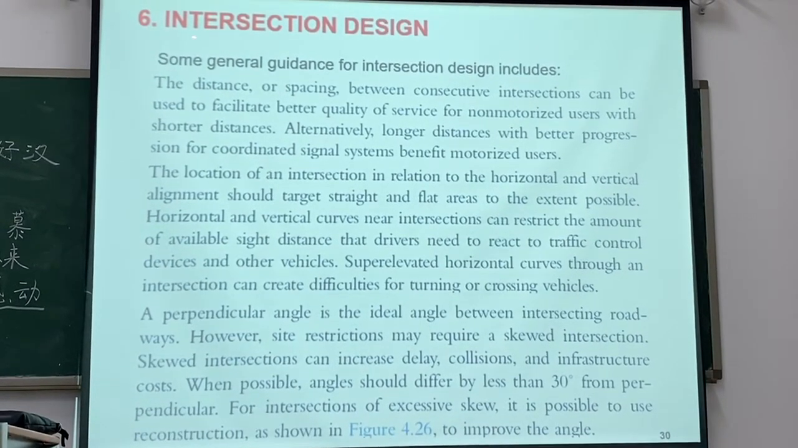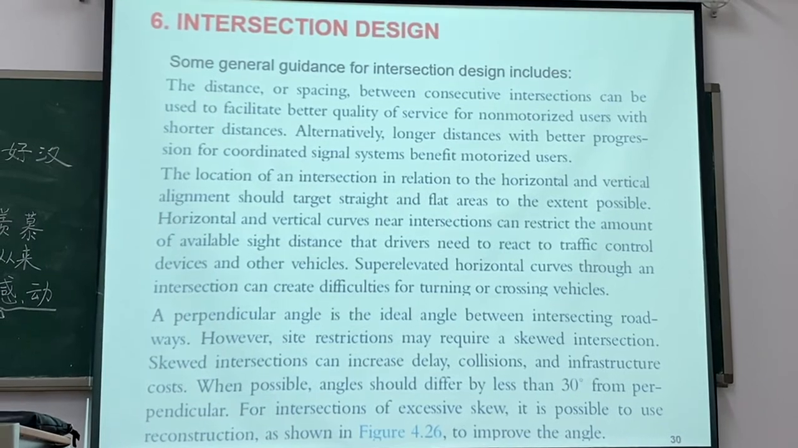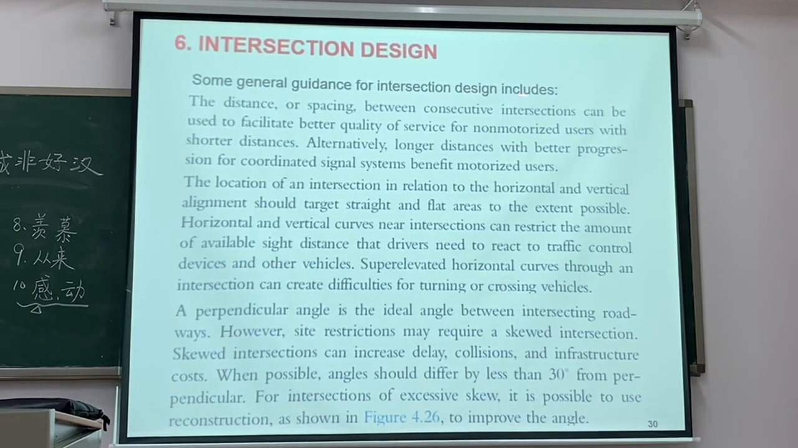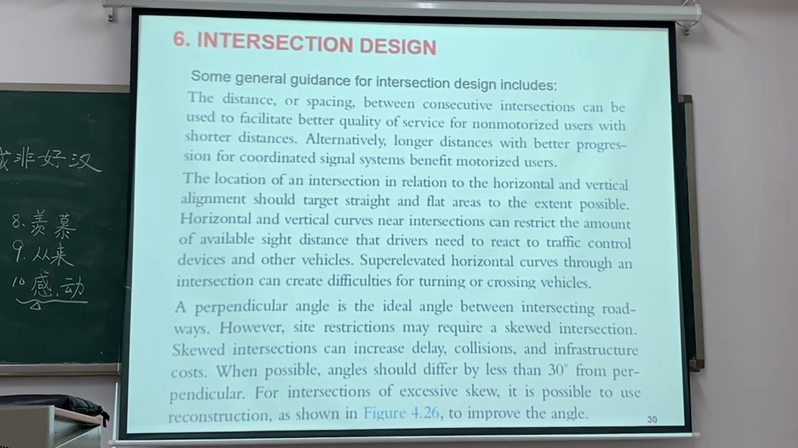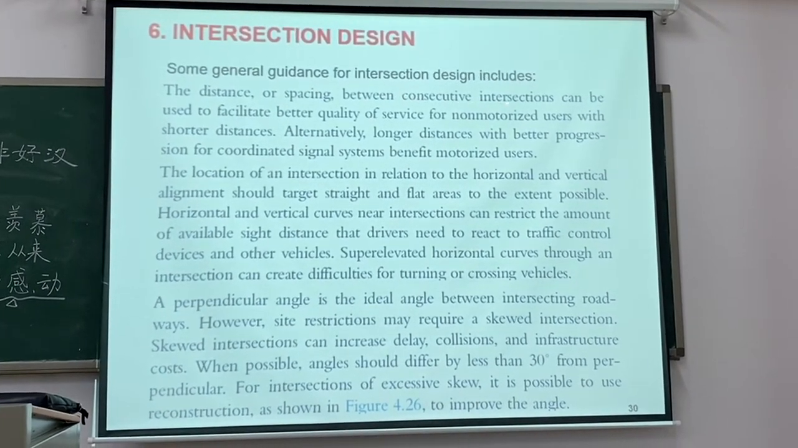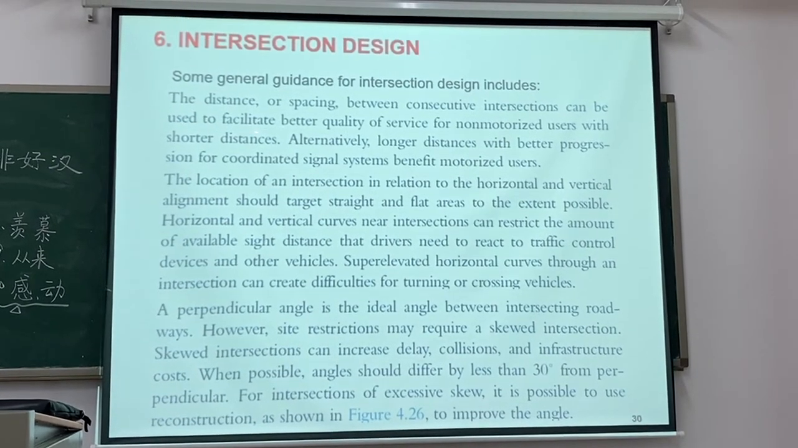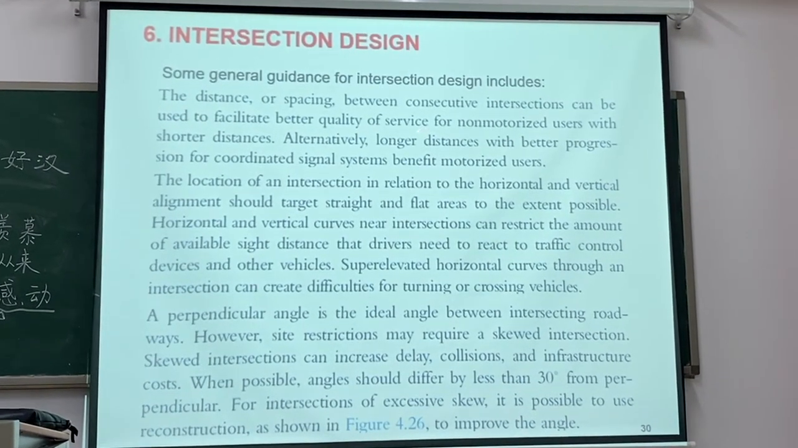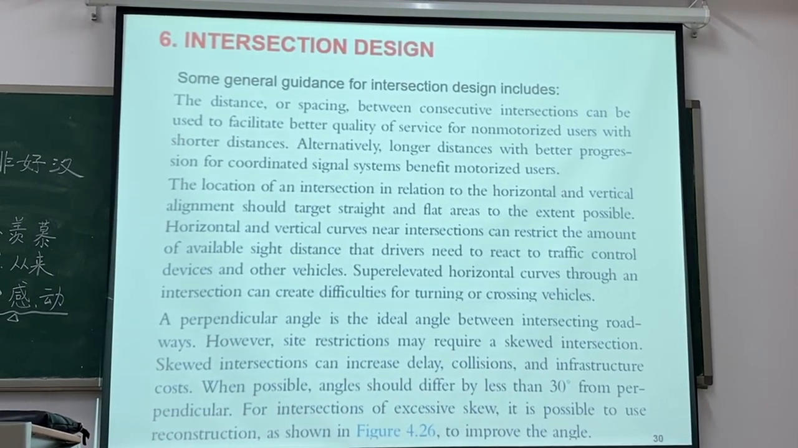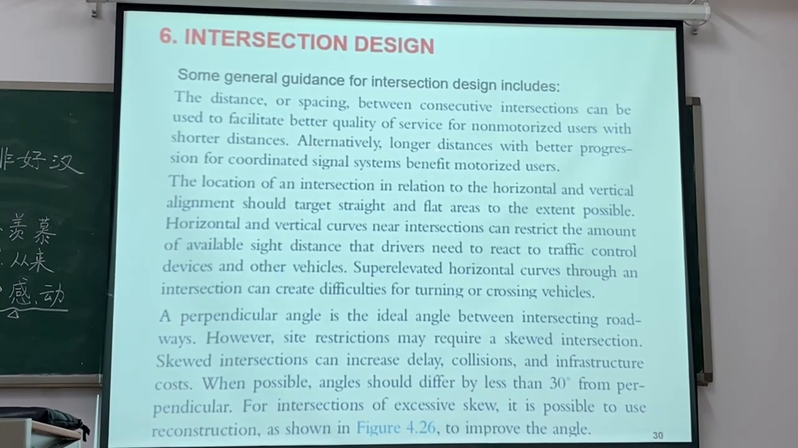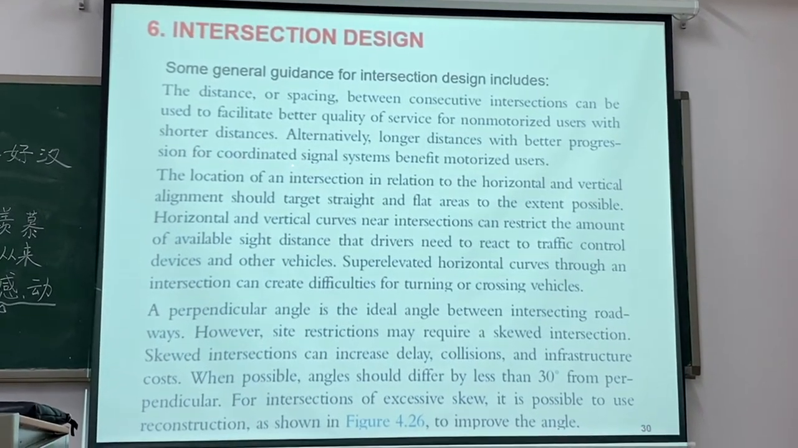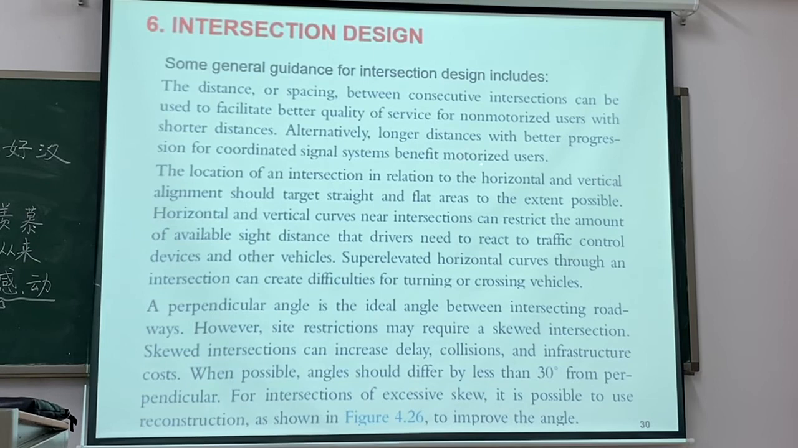Now to intersection design. Some general guidance for intersection design includes the distance or spacing between consecutive intersections. Shorter distances can be used to facilitate better quality of service for non-motorized users. Alternatively, longer distances with better progression for coordinated signal systems benefit motorized users.